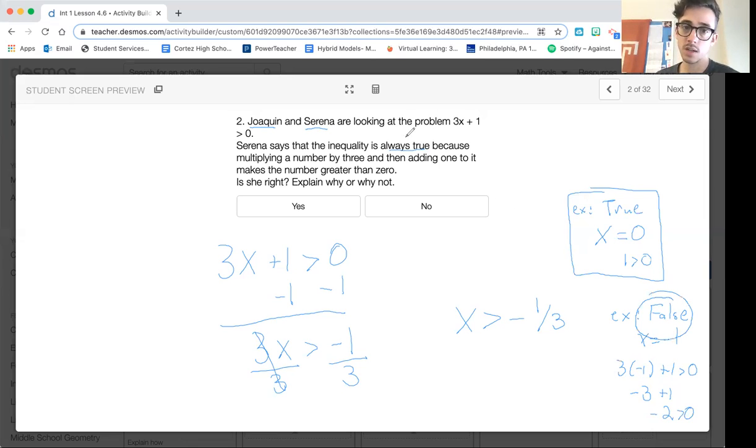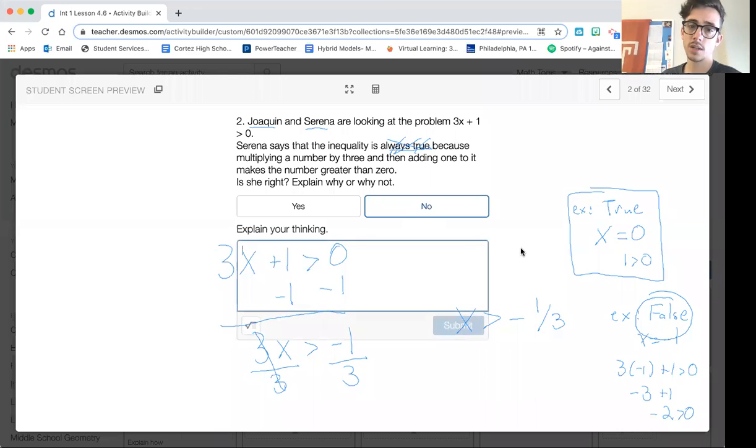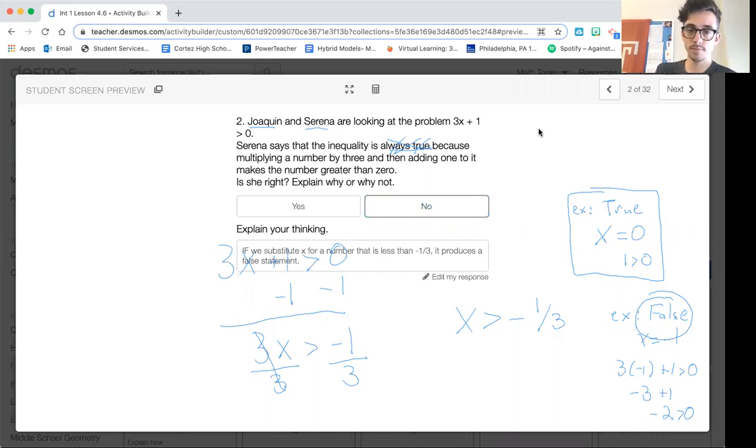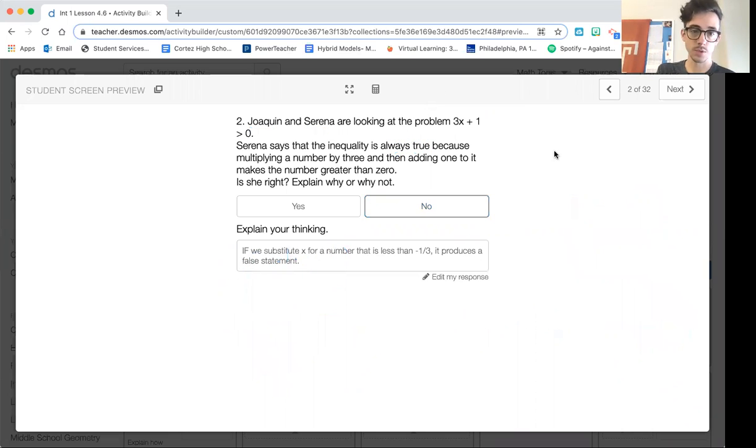So there are options. This is incorrect. It's not always true. So is Serena correct? No. And the reason being, if we substitute x for a number that is less than -1/3, it produces a false statement. There you go. That's what you need to know.